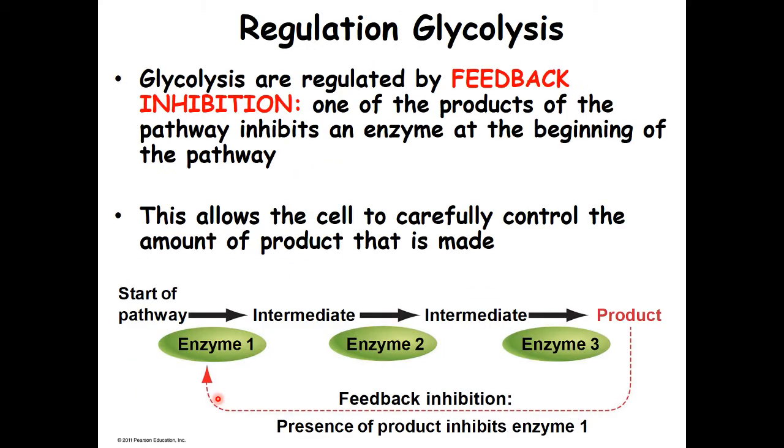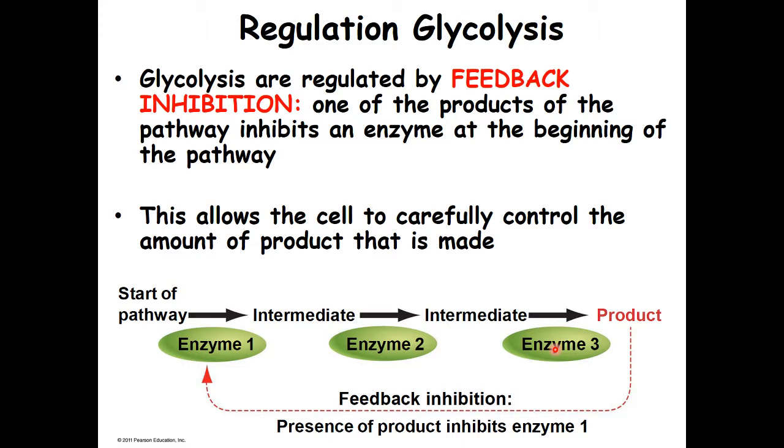Very good. So now let's talk about how glycolysis is regulated, okay? It's through something called feedback inhibition. It means that if you look at this example here, the product of this chemical reaction will go back to the beginning of the pathway and shut the first enzyme off. In that way, it will turn the whole chain reaction off. Can you see that? So that's what feedback inhibition means.